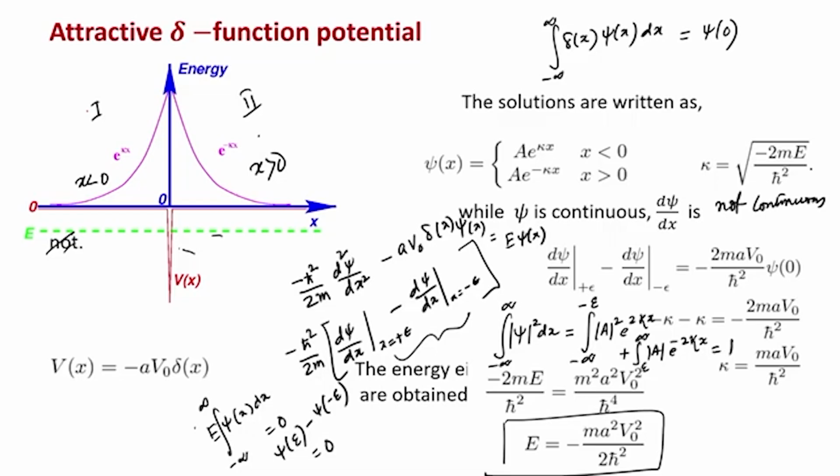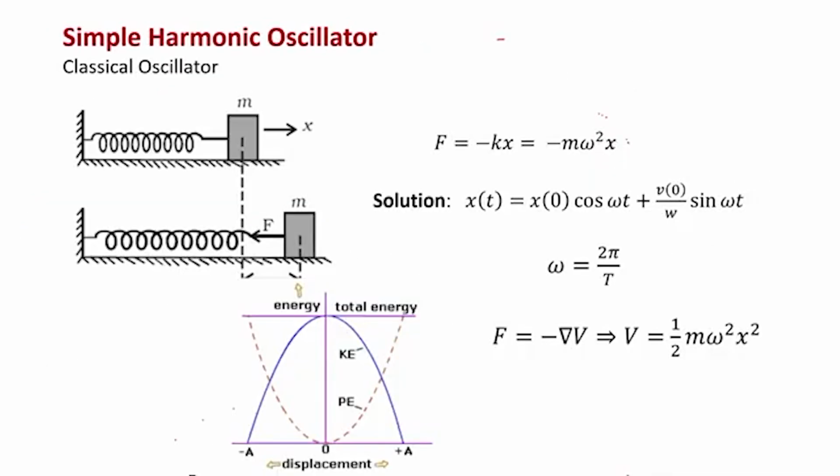Now you know the eigenfunctions and the eigenvalues of this problem, which is an attractive delta function. Similarly, a repulsive delta function can also be solved. We will probably see that in an assignment problem. So, let us look at the simple harmonic oscillator.